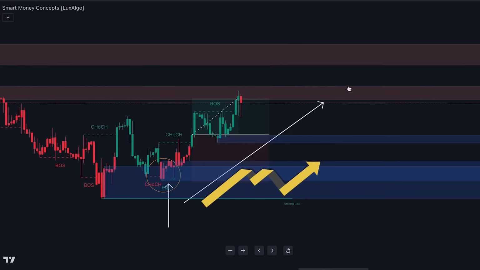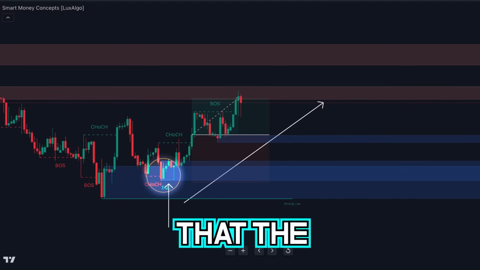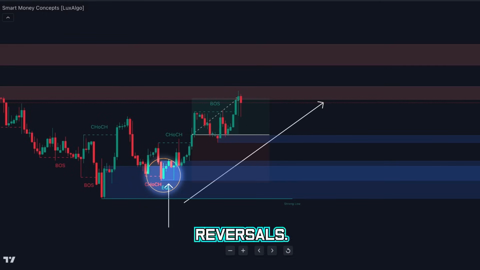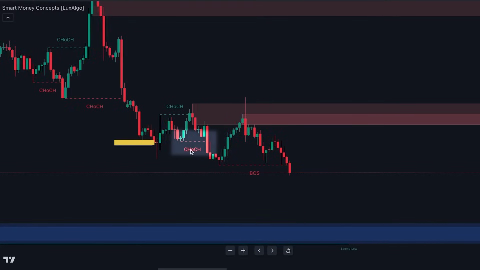So how this works is that if you are in a bullish or bearish trend and the indicator detects an equal high or low, it is usually an early indication that the market is struggling to break those levels and could be an indication of incoming market reversals. Here we can see we've had a change of character, then a bearish BOS.